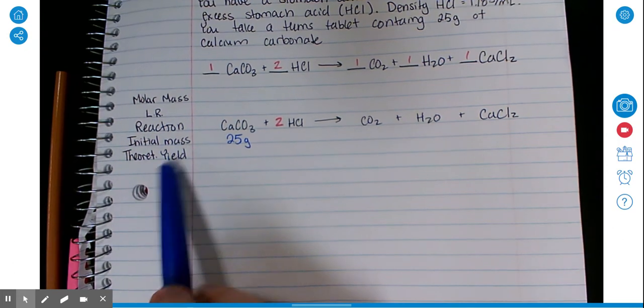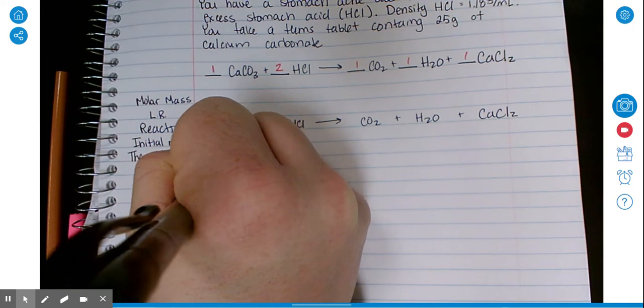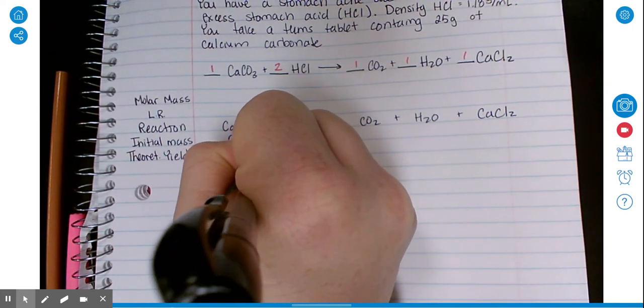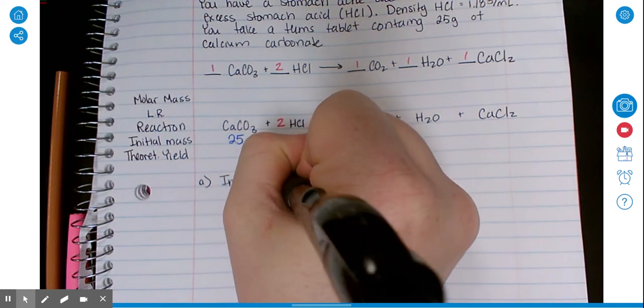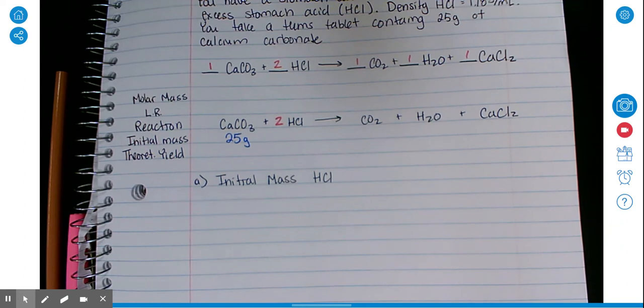Milliliters is not a mass, so I actually am going to have to do a density calculation to figure out the initial mass for my HCl, since the value I was given is in milliliters, but I was given the density, so that's pretty easy. We'll need to know the molar masses.